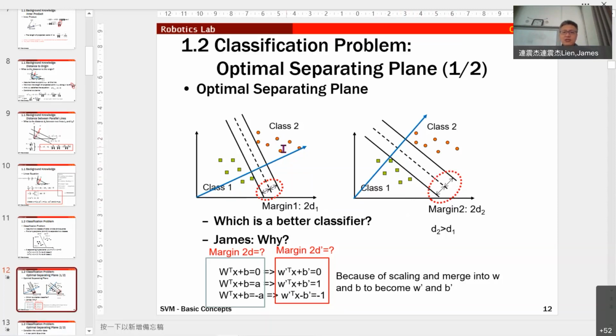This is the same distribution of class 1 and class 2. We will find out margin 2 is better than margin 1. In the same distribution, you'll find this one is wider and this one is narrow. So margin 2 is wider and better than margin 1. You will see these two parallel lines. Margin 2 is controlled by the normal direction W, the normal vector.